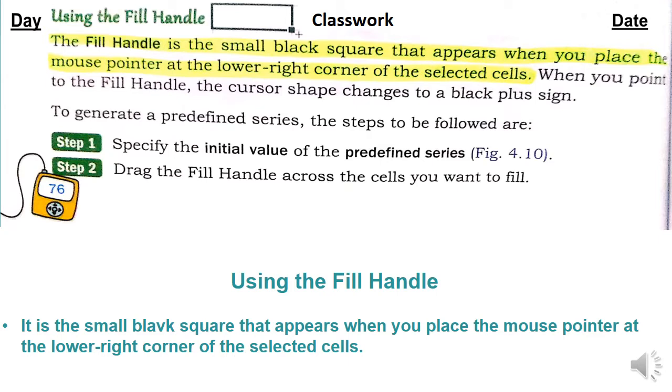To generate a predefined series, the steps to be followed are: Step 1. Specify the initial value of the predefined series. Step 2. Drag the fill handle across the cells you want to fill. So these are the steps to generate a predefined series.